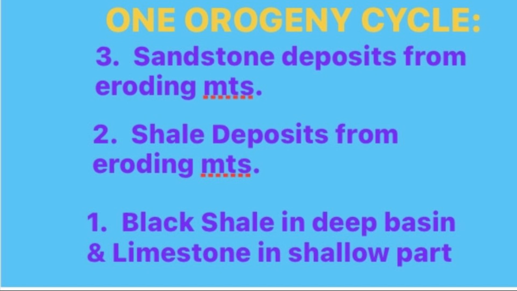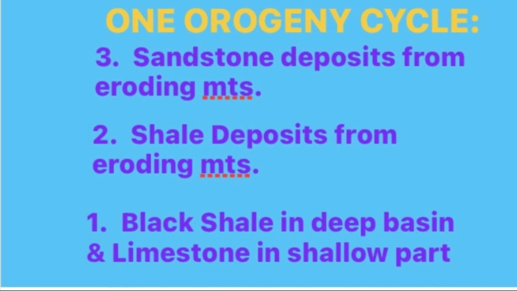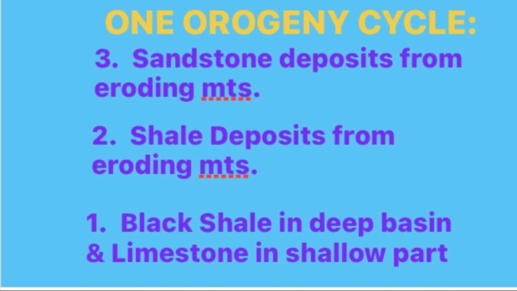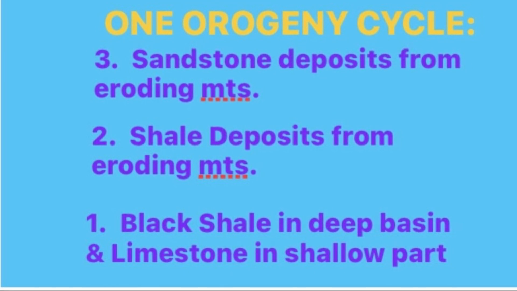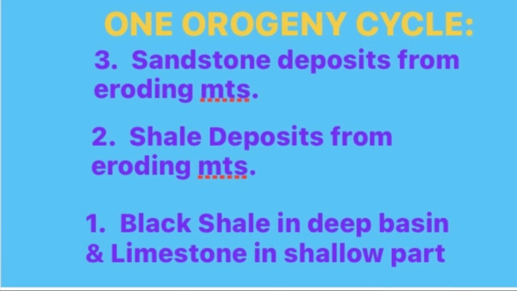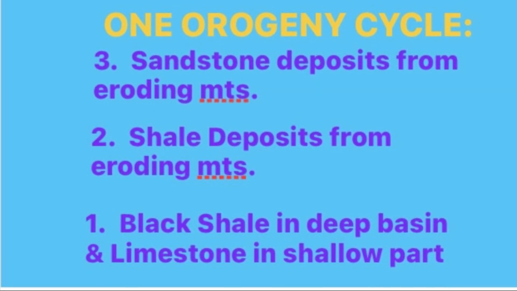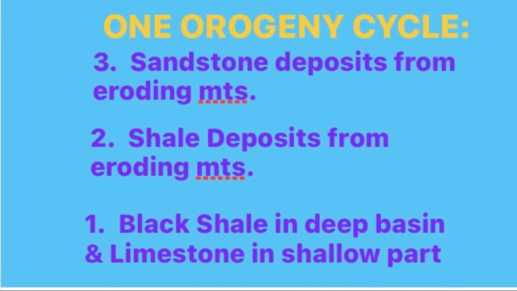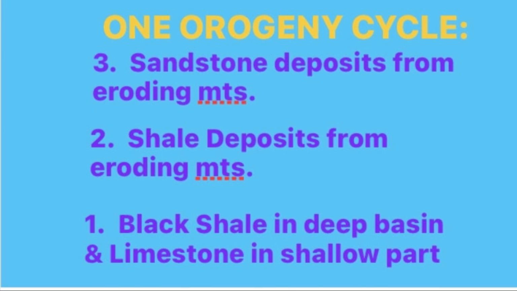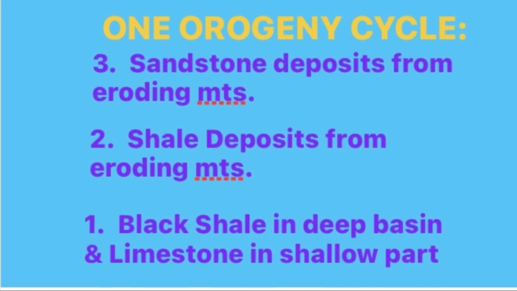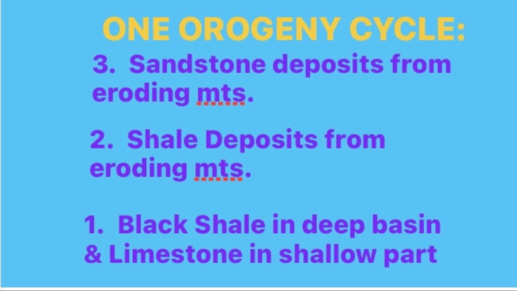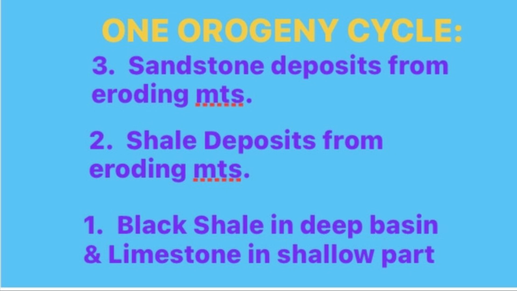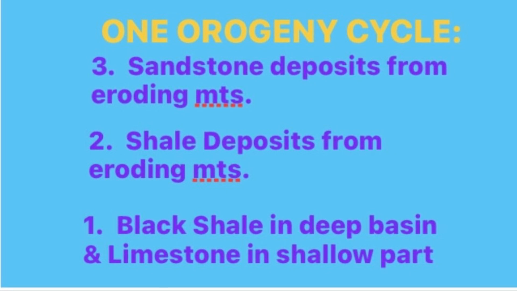Here's a kind of summary of what we just looked at, one cycle of an orogeny. It all starts with that thin layer of black shale in the deep part of the foreland basin, and then over in the shallow part with limestone. Next come the major erosion sediments from the mountain, which would be layers of shale, and then the final layer is a layer of sandstone and conglomerate that marks the end of the orogeny. And as I said before, the layers of shale and sand can alternate, and even alternate with limestone as well.